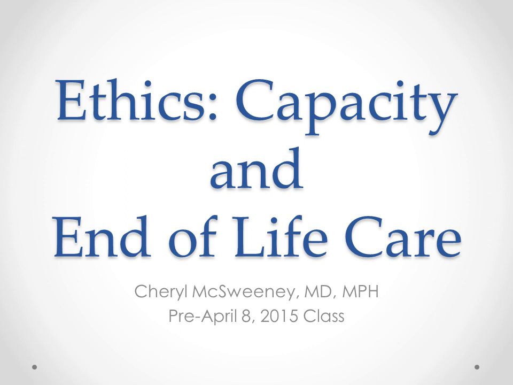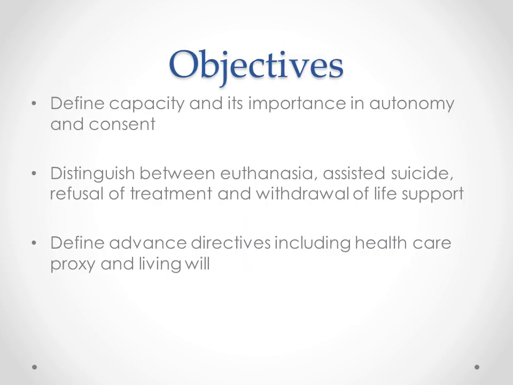This time we will discuss a concept that is very important for patient autonomy, capacity, and talk about end-of-life care. Our objectives today are to define capacity and its importance in autonomy and consent, talk about end-of-life care and understand the difference between euthanasia, assisted suicide, when a patient refuses treatment, and withdrawal of life support. We will define different types of advance directives, including healthcare proxy and living will.